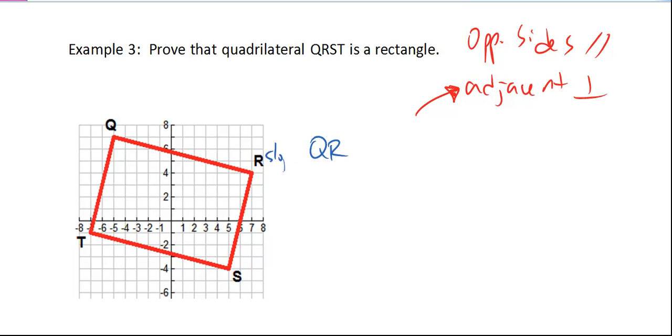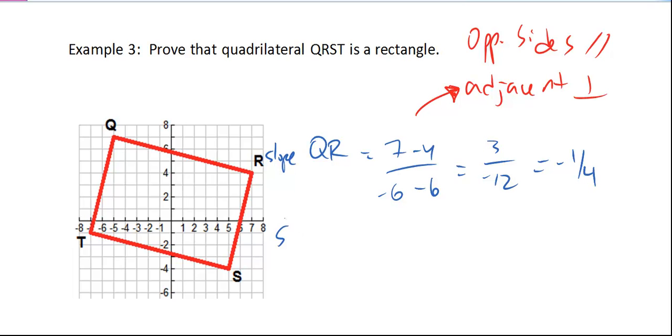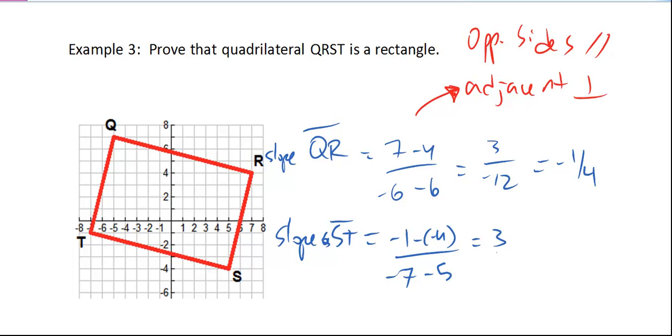So QR, let's find that first. The slope of QR, change in y is 7 minus 4. Change in x would be -6 minus 6. So I'm getting 3 over -12. This is -1/4. The slope of ST is equal to -1 minus -4, which is going to give me 3, over x is -7 minus 5, so that's going to be -12, and I get -1/4, so I'm halfway home.